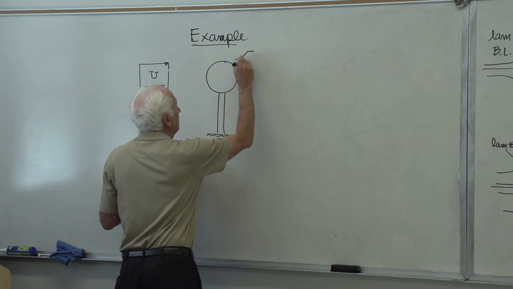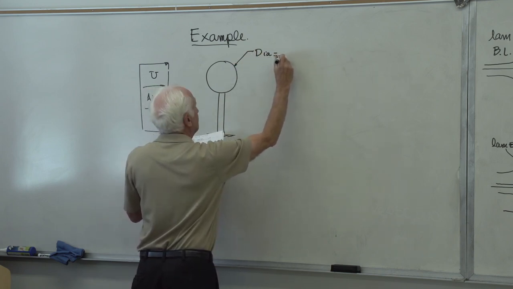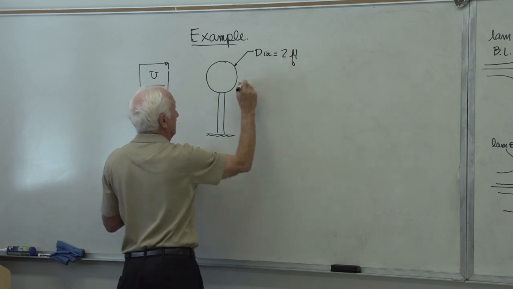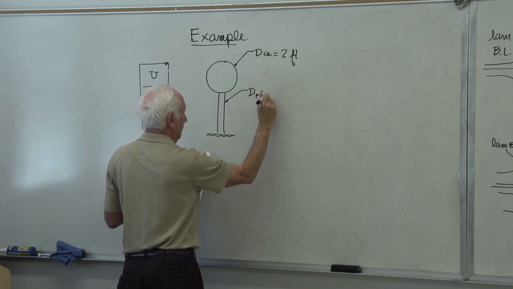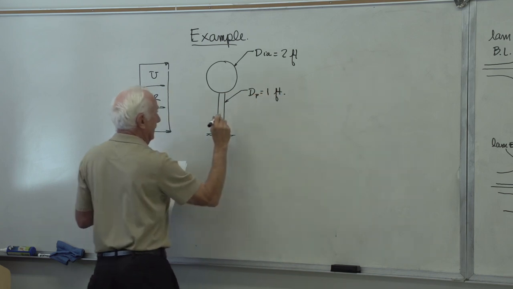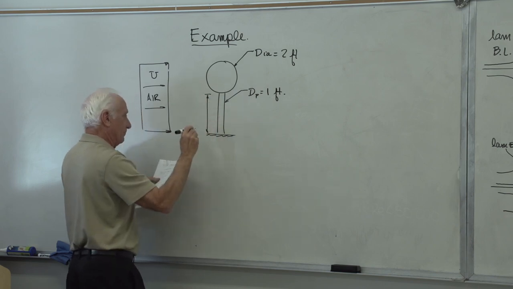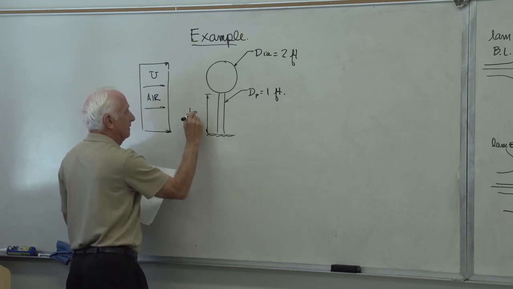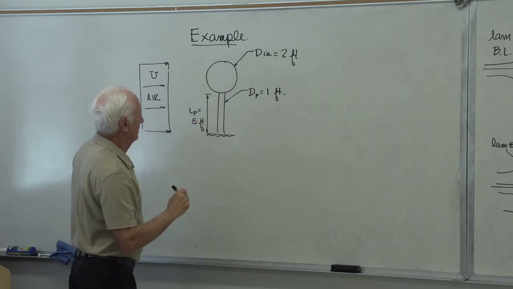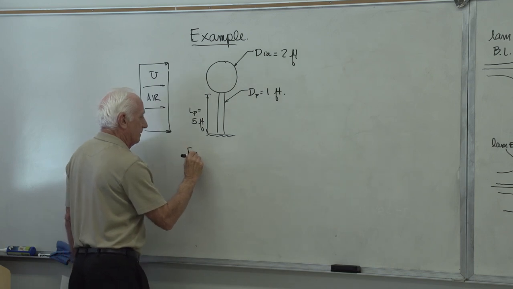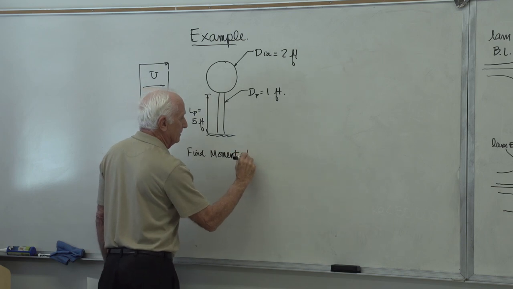Okay, diameter of the sphere is 2 feet. The diameter of the post, 1 foot. And the height of the post is equal to 5 feet. Length of the post, 5 feet. Okay. Find the moment at the base of the post.